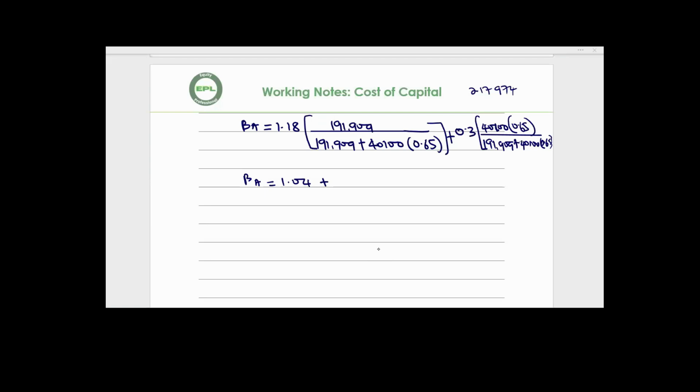All right, 217. Oh, that's not correct. 40,100 multiplied by 0.65, divided by 217,974. Okay, yes, correct. Multiply by 0.3 equals 0.04. Here is 0.04. So beta asset is equal to 1.08. That's it. Then step 3, I need to regear.